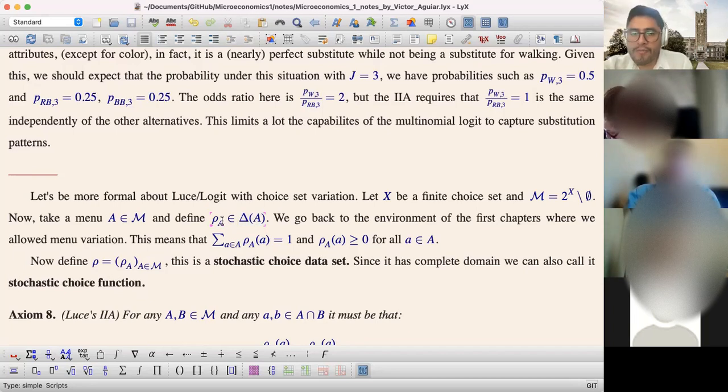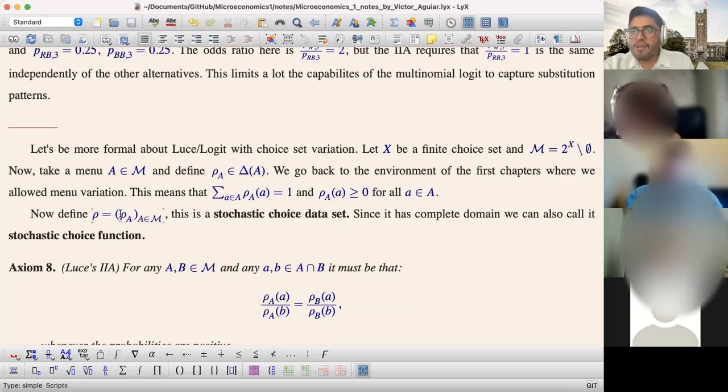Now we go back to the environment of the first chapters where we allow menu variation, right? And remember that rho is such that adding up over alternatives equals 1, and each of them is a positive probability. Now define the collection of all such probabilities over each menu. So remember that each menu has a probability of choice inside it. And then I take the collection over all menus, right? And then I put it inside a rho without sub A. Everyone understands the object I'm creating?